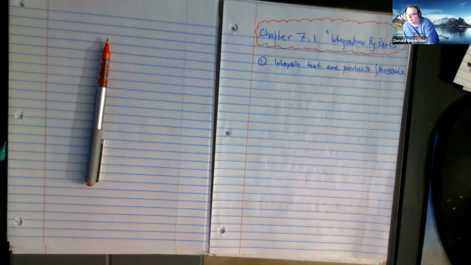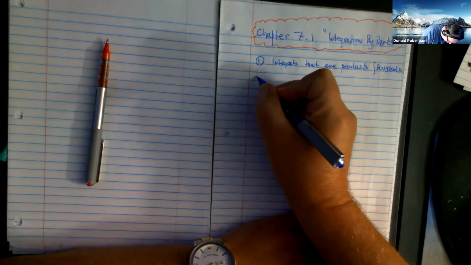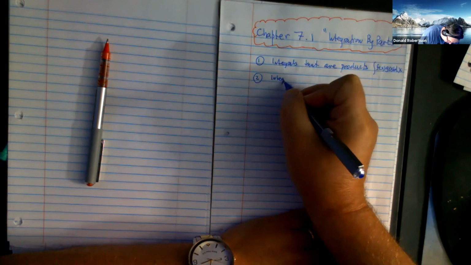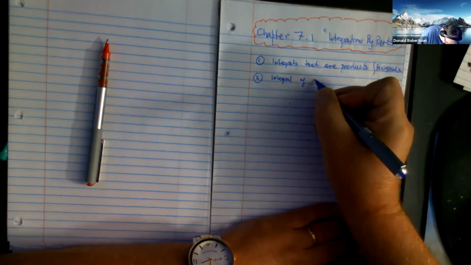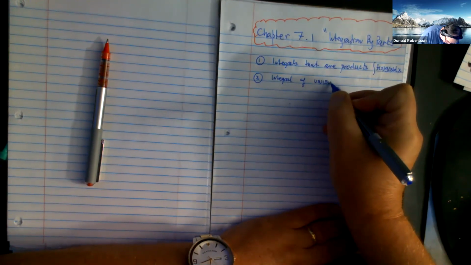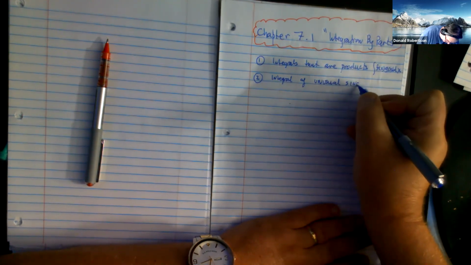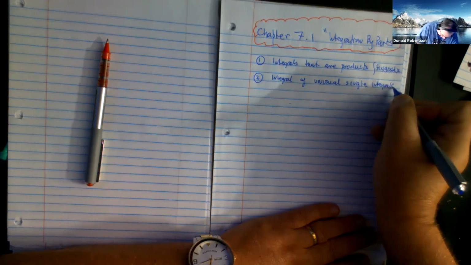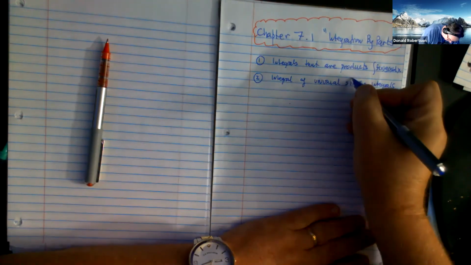Kind of like the product rule for differentiation. Remember the rule for differentiating f times g. Integration by parts in many ways takes that job. It allows us to find the integral of two things multiplied. And second job for integration by parts, it allows us to find the integral of unusual single integrals.